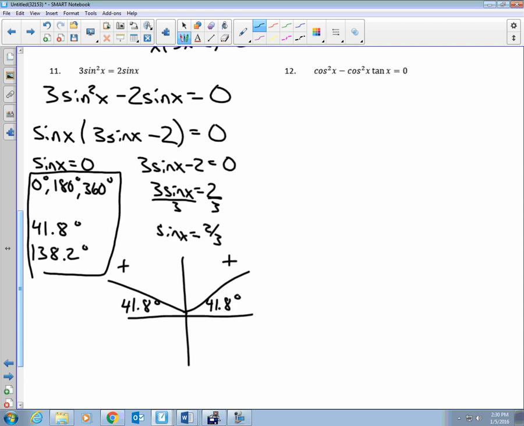What does it look like you can do to solve number 12? What can you do to both factor out? Factor out a cosine squared, right? And so we get cosine squared of x times what remains? A 1 minus tangent of x.